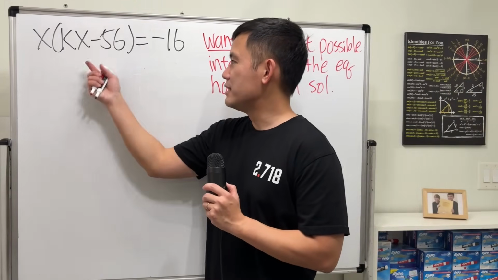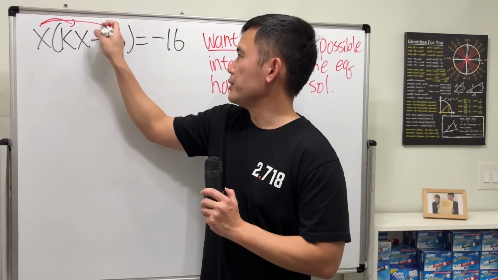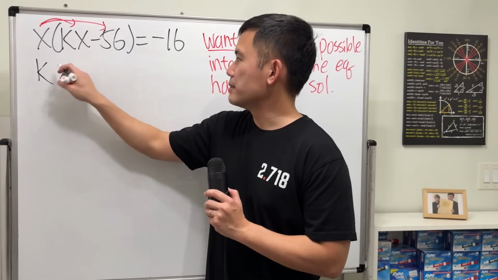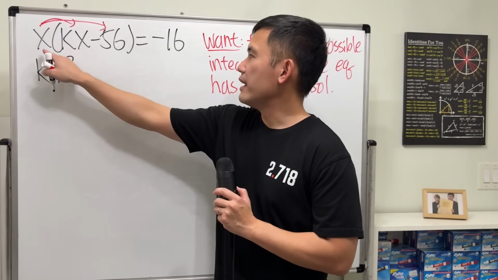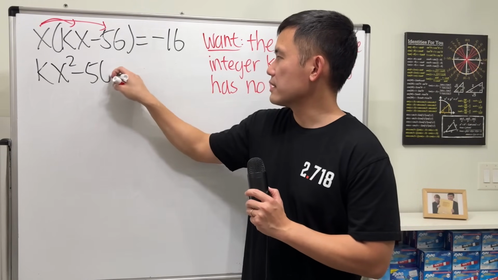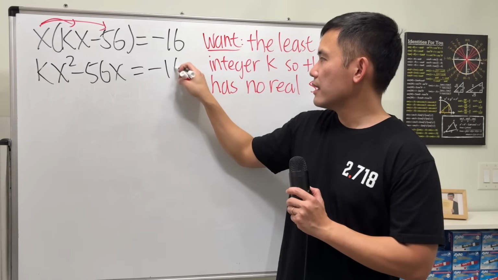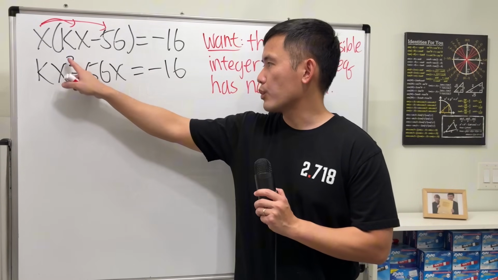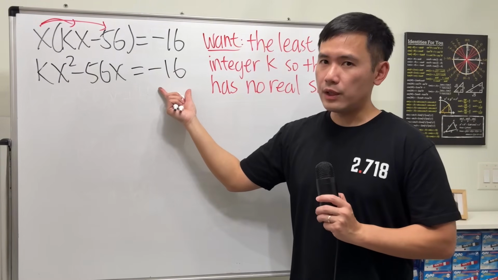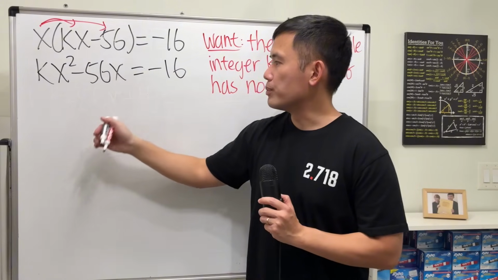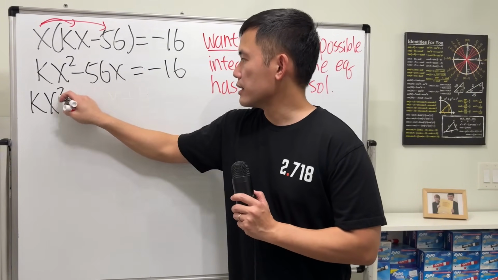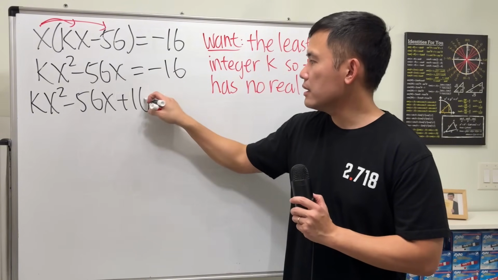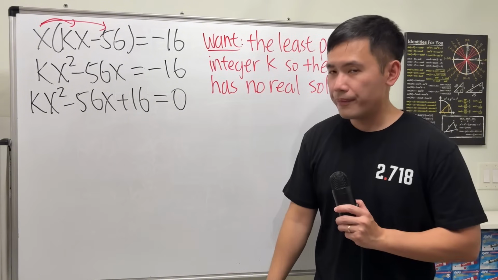Notice we have x times this thing, so let's just distribute the x. X times kx, we get k, x times x is x squared. And then this times that is just minus 56x. Now, we actually have a quadratic equation because we have the x squared term. So let's make this side equal to 0. Add 16 to both sides. This right here stays the same. But we will have plus 16, and that is equal to 0.